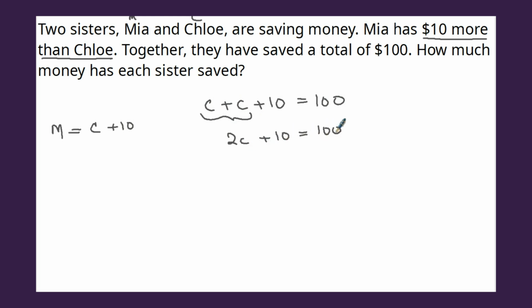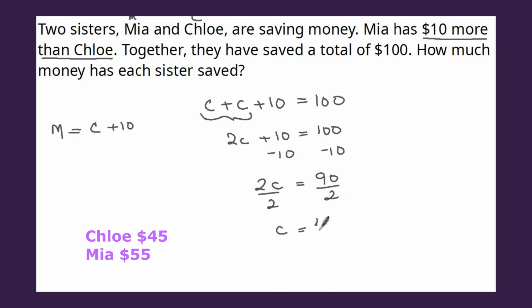Now to solve the equation, we will undo the plus 10 by subtracting 10 from both sides, which gives us 2C equals 90. Then we would divide both sides by 2, which will give us Chloe, who has $45, which means Mia has $55.